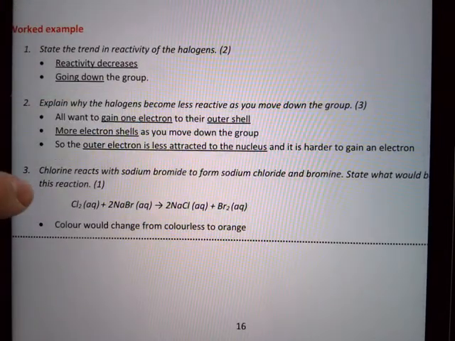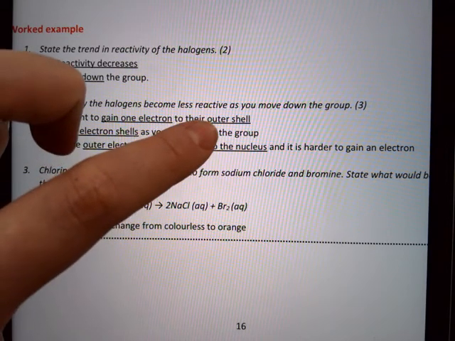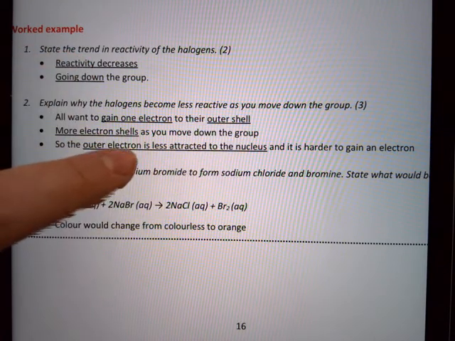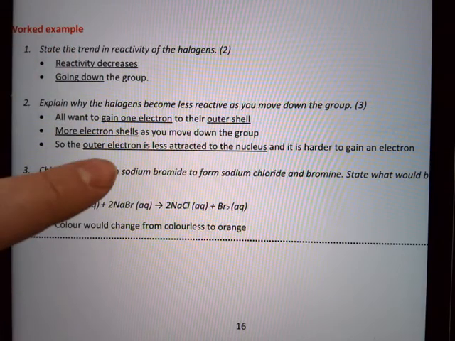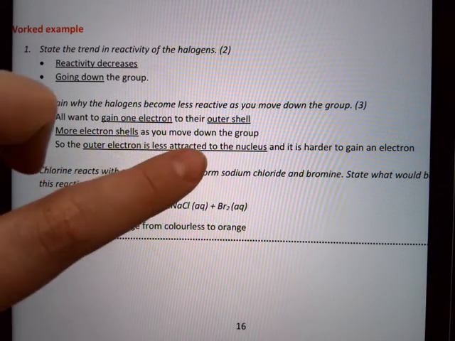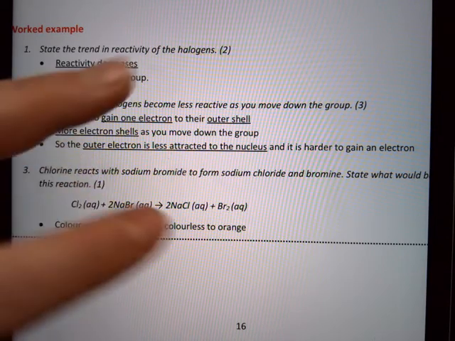In terms of how you would actually phrase that in an exam, I've written it out here in your worked example. Everything that I've underlined has to be included. Specifically, take note of the words outer shell. You can't just say it wants to gain an electron. You have to say into the outer shell. And again, here, when you're talking about the attraction with the nucleus, it has to be to the outer electron. You have to specify the word outer.